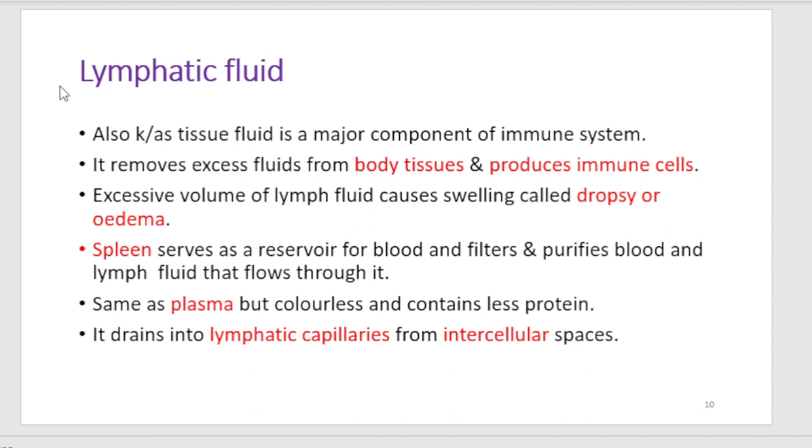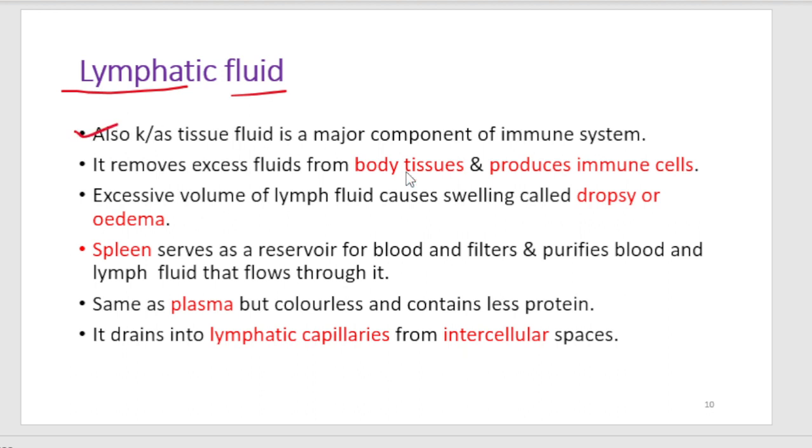Now let's come to the second fluid, also called lymphatic fluid or tissue fluid. How is this manufactured? This is made whenever nutrients or plasma leak out from the body, and they settle in intercellular spaces. They form a tissue fluid, which is called tissue fluid or lymphatic fluid.